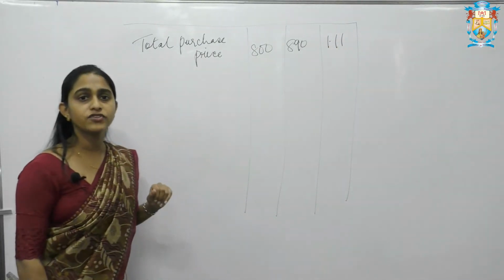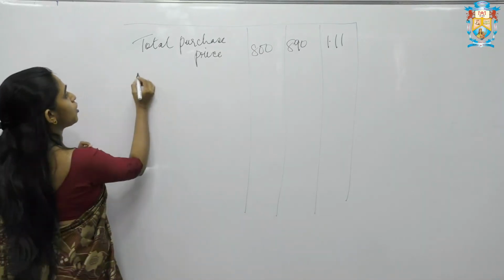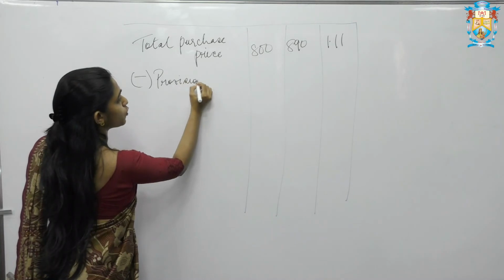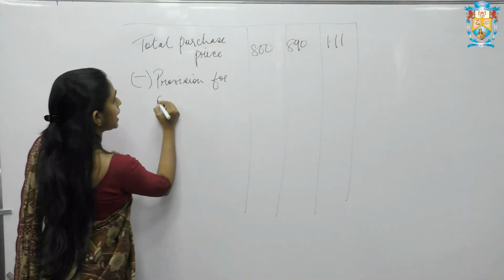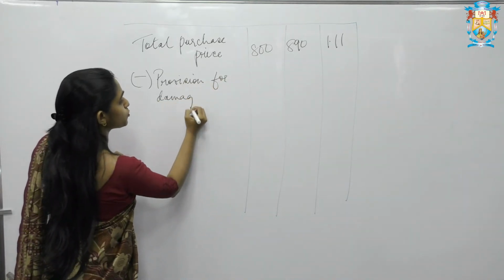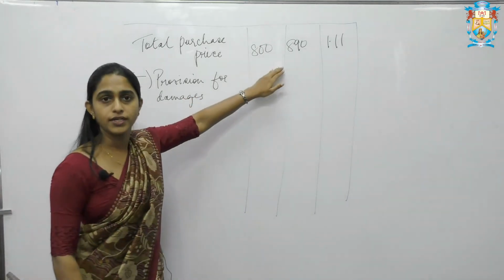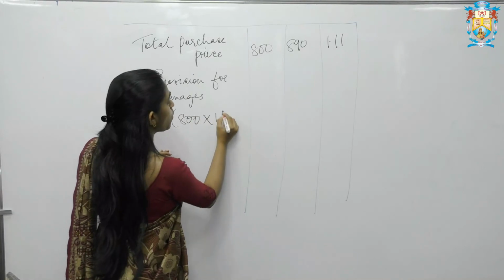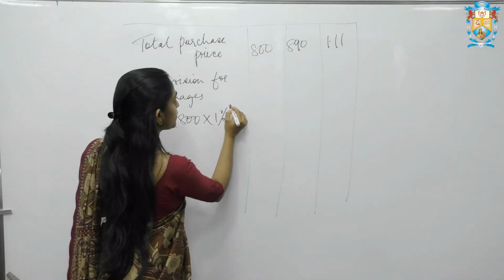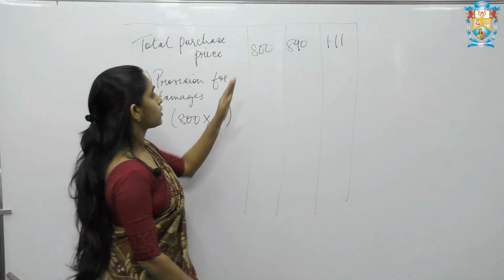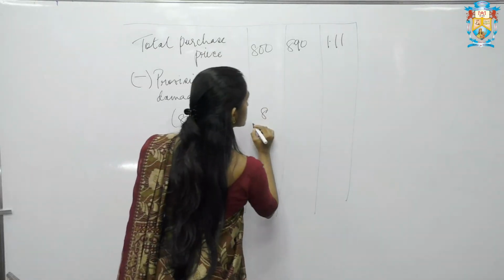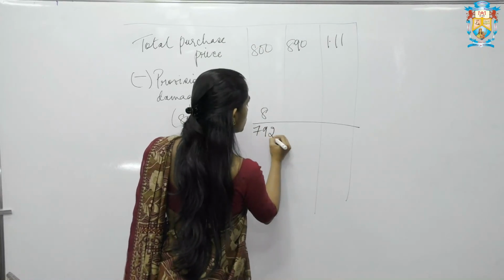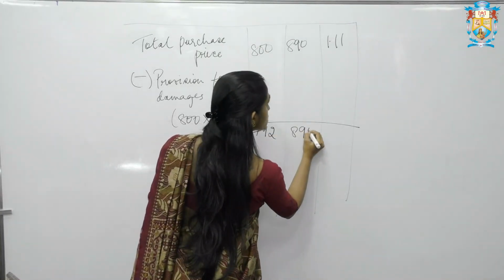Now when you have damages, the last calculation is calculating the damages. We have to make a provision for damages, and the calculation is only to be done for the quantity and nothing else. On the quantity 800, 1% is the damage that you have to calculate. On 800, 1% is 8. So what becomes our balance? 792. The amount does not change, it remains the same.